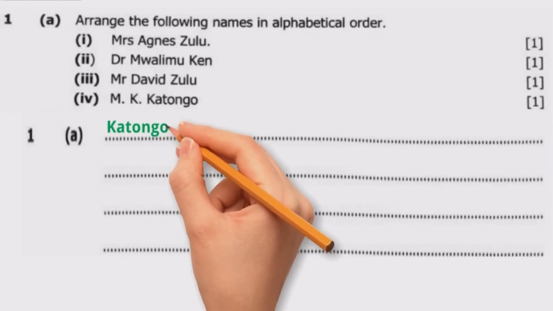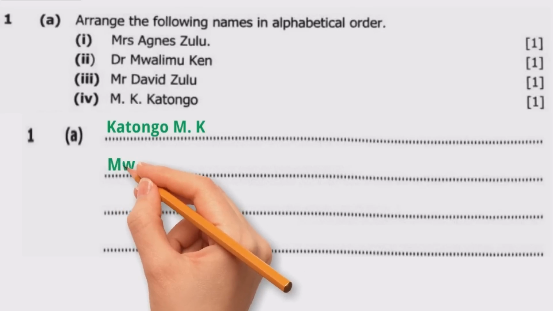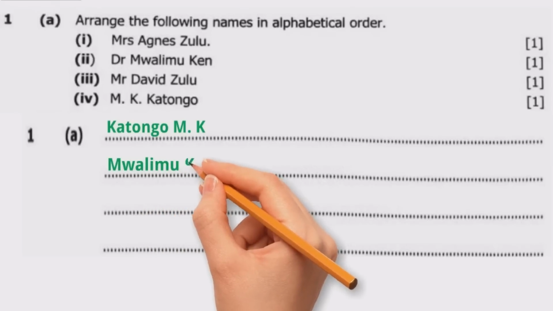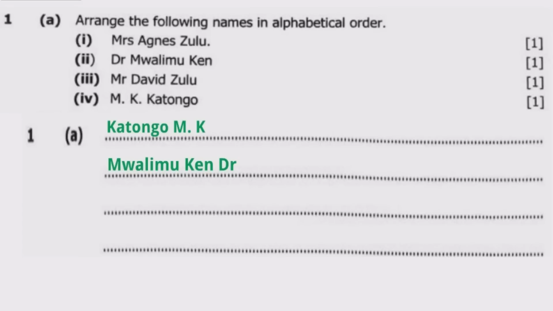Okay? Because we have said that the Zulus are at the end, because their name starts with Z, which is at the end of the alphabetical letters, so it's going to be at the end. So between Katongo and Mwalimu, Katongo starts first, then Mwalimu will be second. So Katongo is number 1, and Mwalimu Ken Doctor will be number 2.